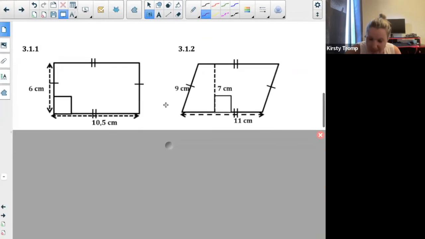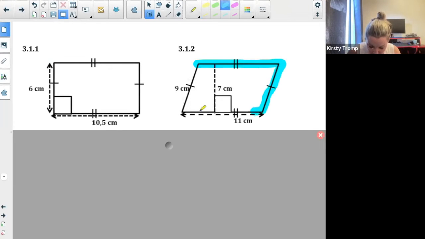P to the ant, outside. P, perimeter. P, outside. Perimeter, outside. Be careful. Why am I saying that so many times? Because P to the ant wants to walk on the outside. Do I care about the 7 centimeters?